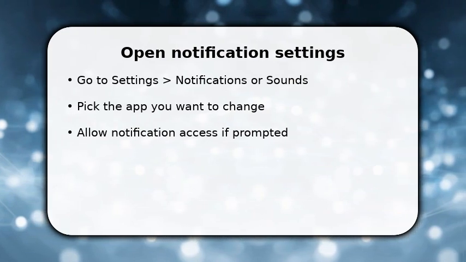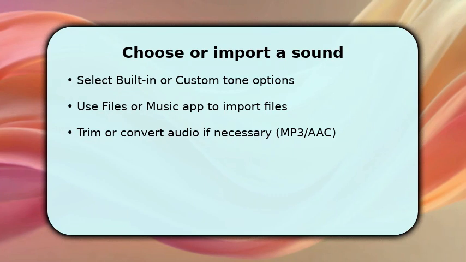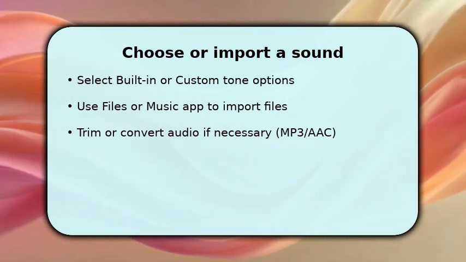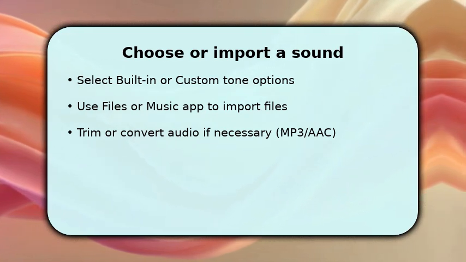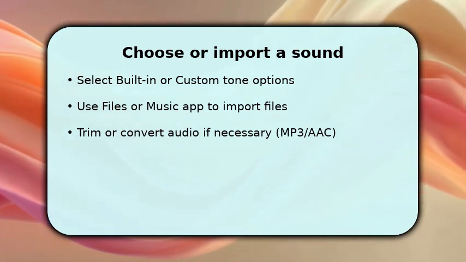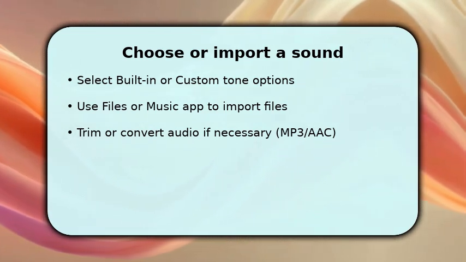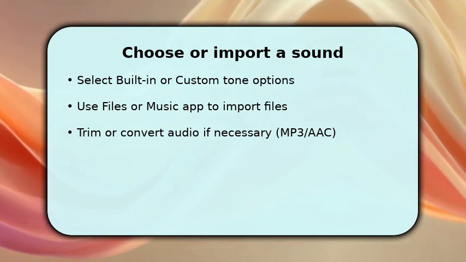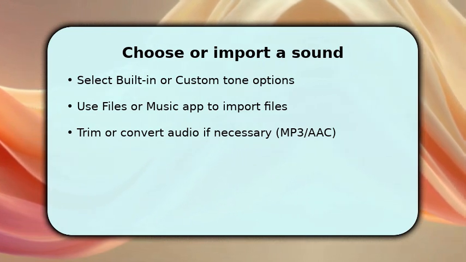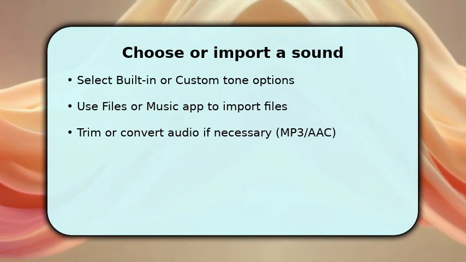Now choose a tone from the built-in list or tap Add to import a custom audio file. You want a short clip so alerts are concise. If using your own audio, use the Files or Music Picker, then trim and convert to a supported format like MP3 or AAC when needed. Once you select the clip, preview it to confirm volume and clarity. If it's too long or quiet, edit the file before applying so notifications remain noticeable yet unobtrusive.